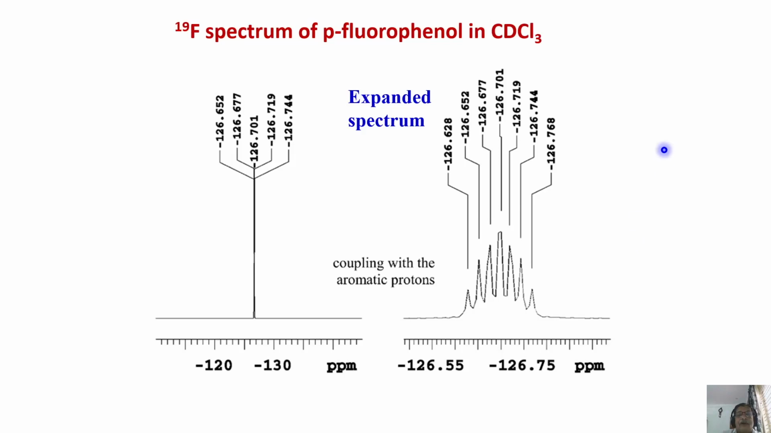Okay, now let us look at the fluorine spectrum of parafluorophenol. Phenol is C6H5OH, and in the para position, the 4th position, we have fluorine. If you see the fluorine spectrum of it, fantastic. It's a beautiful line you are going to see. When the same thing is expanded, it is a multiplet. You see why this multiplet is coming?